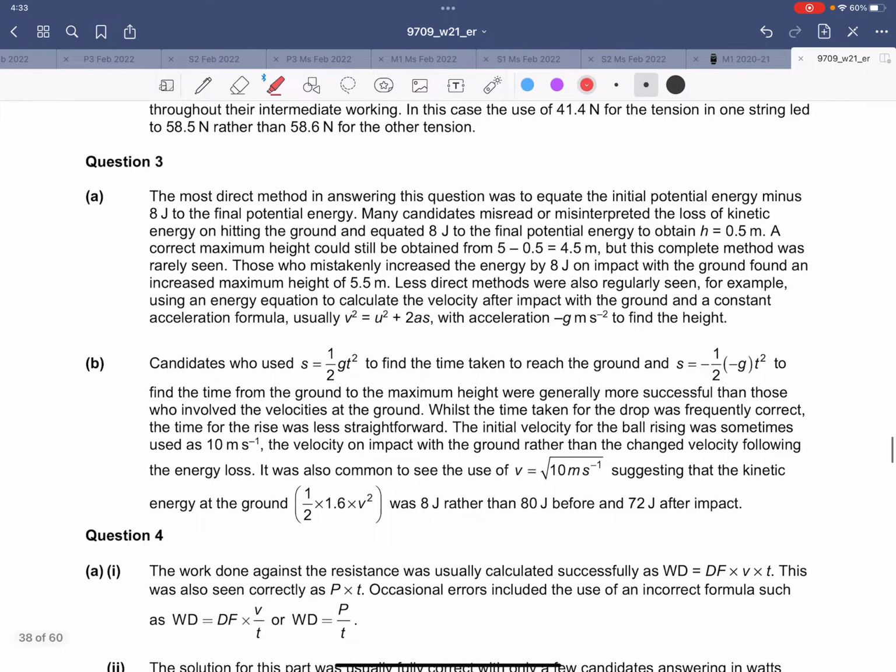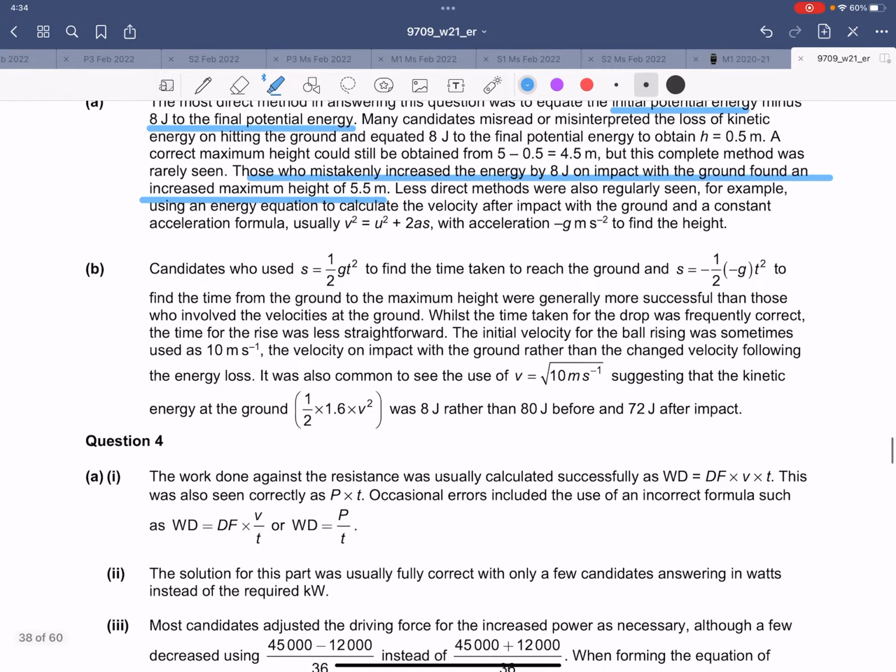Question number 3. The most direct method in answering this question was to equate the initial potential energy minus 8 joules to find the final potential energy. Many candidates misinterpreted the loss of kinetic energy on hitting the ground and equated 8 joules to the final potential energy. A correct maximum height could still be obtained from this, but this complete method was rarely seen. Those who mistakenly increased the energy by 8 joules found an increased maximum height. This is the funniest. How can you exceed the height from which it was thrown after the loss of 8 joules of kinetic energy?